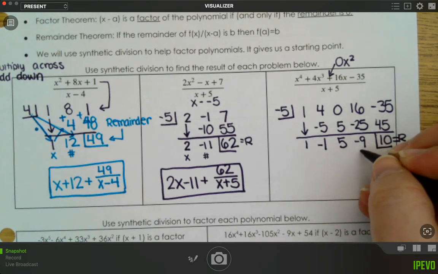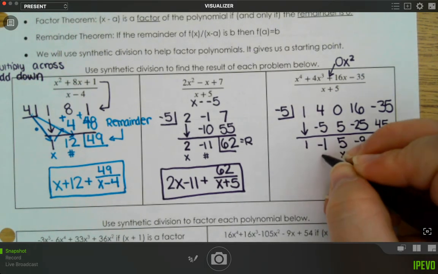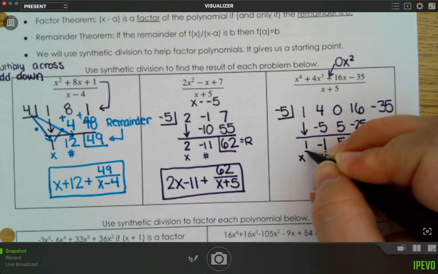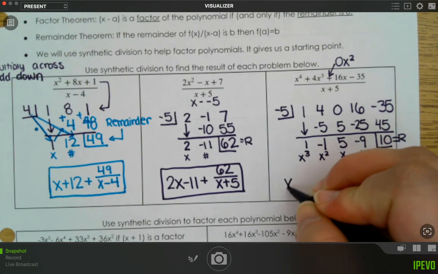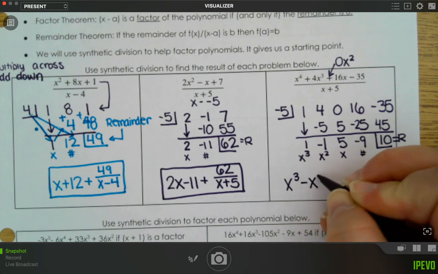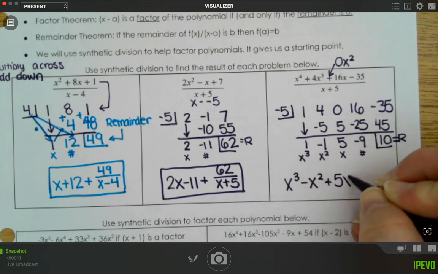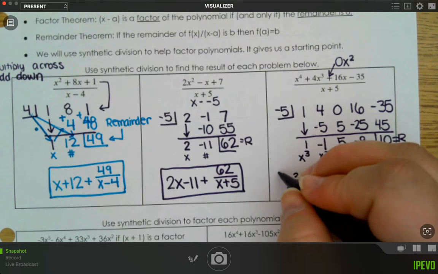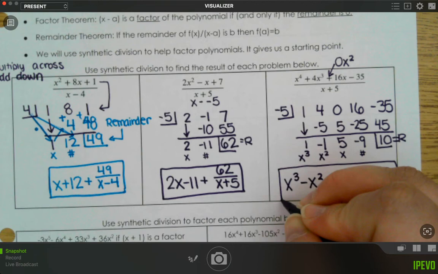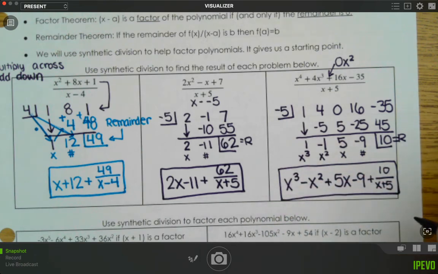And then this is going to be your constant, your x squared, and your x cubed. So this one does have more terms in its answer. So this is going to be x cubed minus x squared plus 5x minus 9, and then the remainder of 10 over x plus 5. Long answer? Sure. But a difficult problem? No, not really. The hardest part you did was -5 times -9, guys. And that was 45.